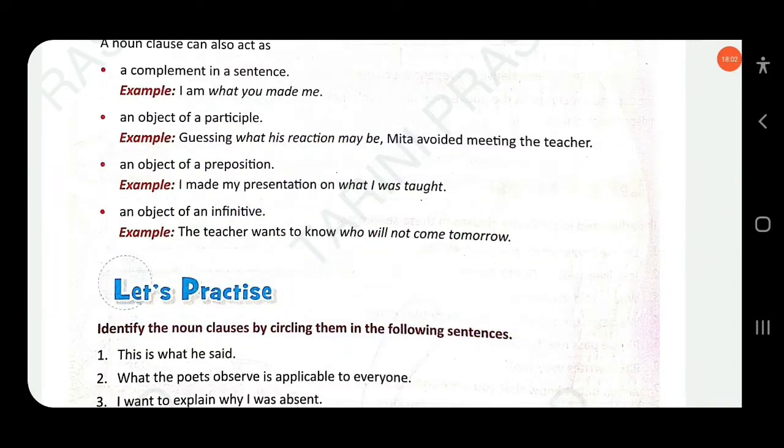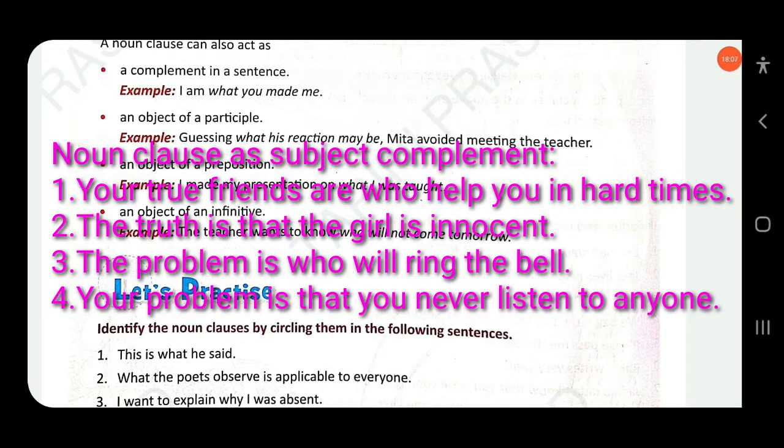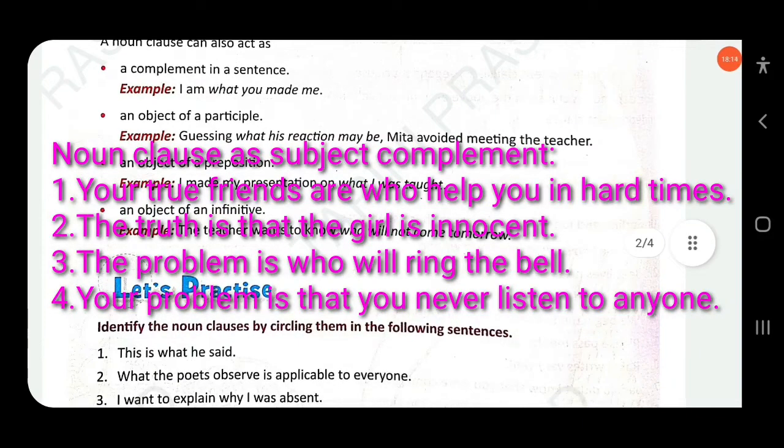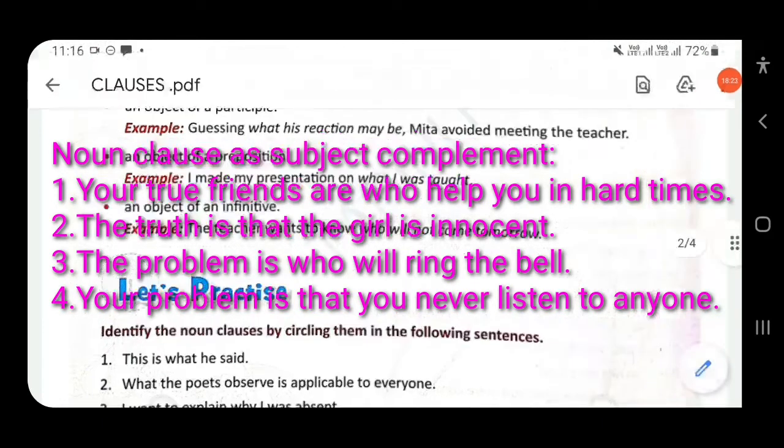So here take an example. Your true friends are who help you in hard times. Here, who help you in hard times, this is subject complement. That means the subject here is your true friends, and your true friends and who help you in hard times are the same person. So here who help you in hard times is called the subject complement. It tells about your true friends. Clear?